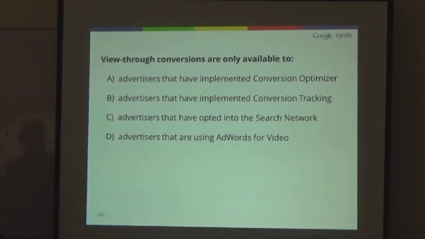Next question. View-through conversions are only available to what? A, advertisers that have implemented conversion optimizer. True or false? Is it true? B, advertisers that have implemented conversion tracking. True or false? It can be confusing, yes, but read between the lines. Let's go back to the definition of view-through conversions. What does it mean?